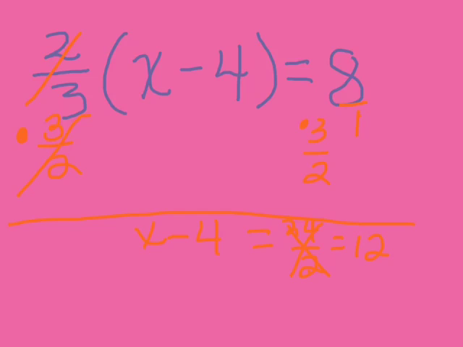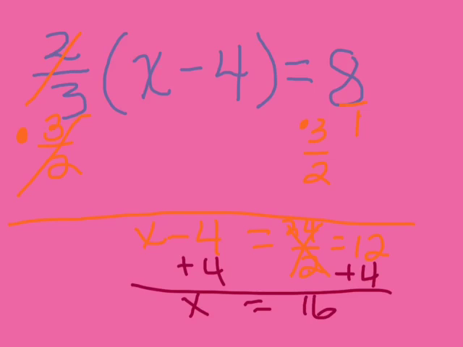So what's my variable? x. What's with it? Minus 4. How do I undo minus 4? I add 4. What I do to one side, I do to the other. So I end up with x equals 16.